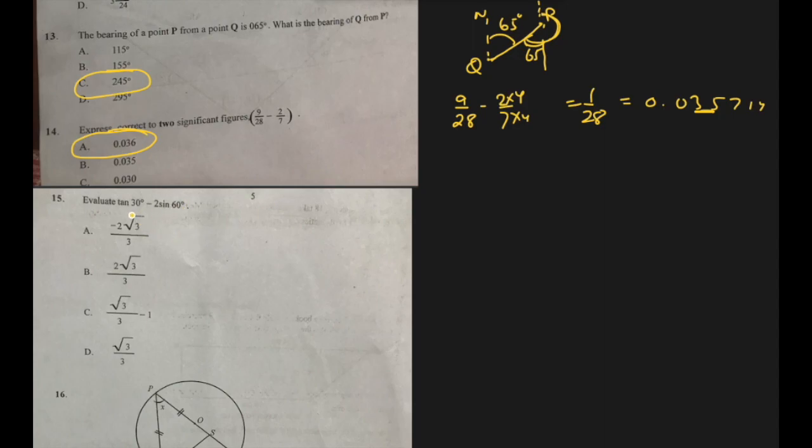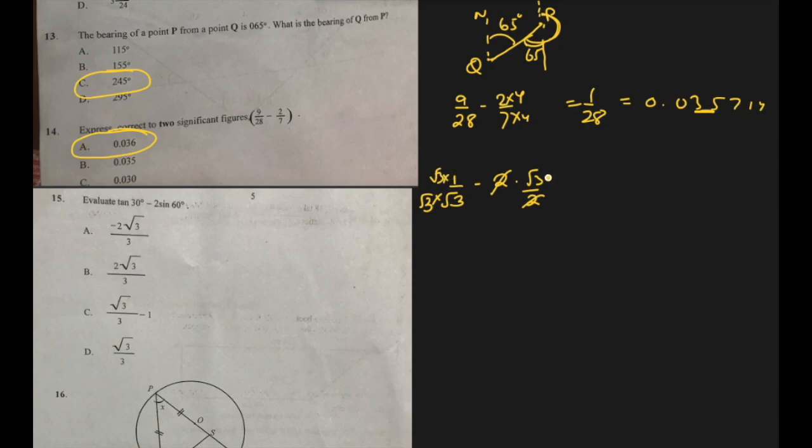Evaluate tan 30 minus 2 sine 60. The value of tan 30 is 1 over square root 3. Minus 2 sine 60, sine 60 is square root 3 over 2. So they cancel out. 1 over square root 3 is not matching. So that means we have to simplify this. So all of them have root 3 as a denominator. So we'll multiply this by square root 3 so that it becomes root 3.